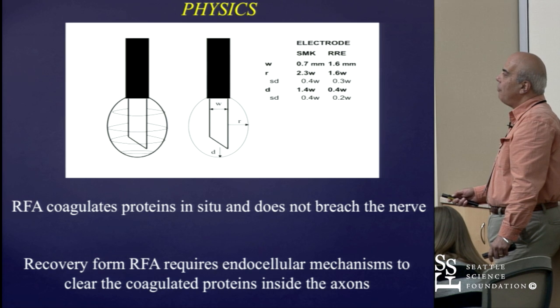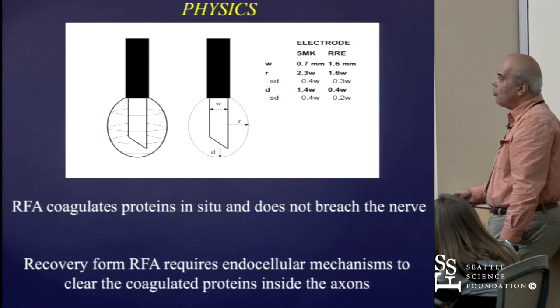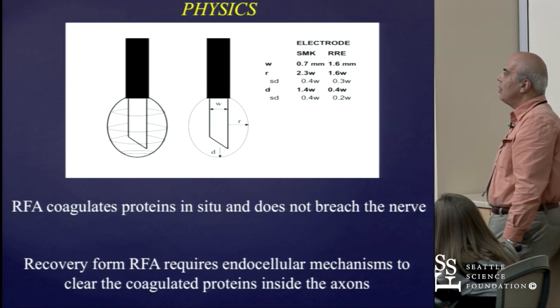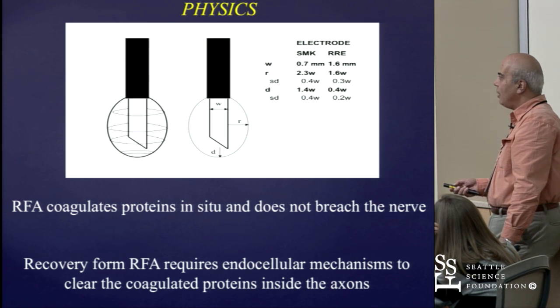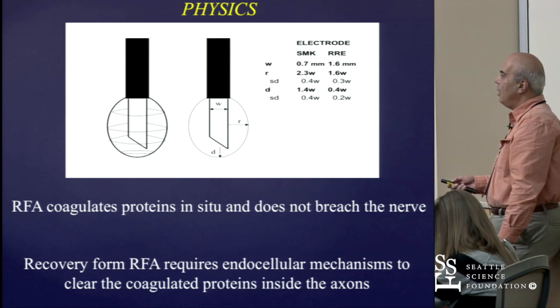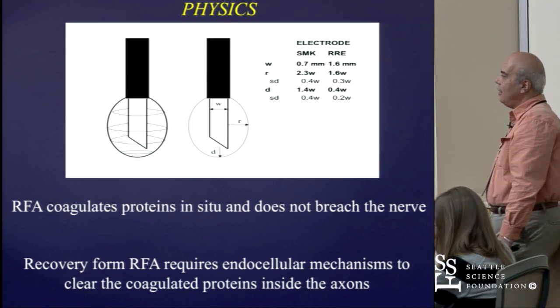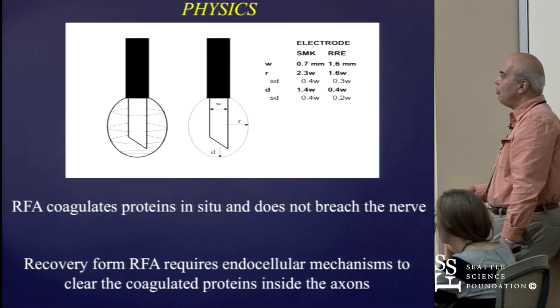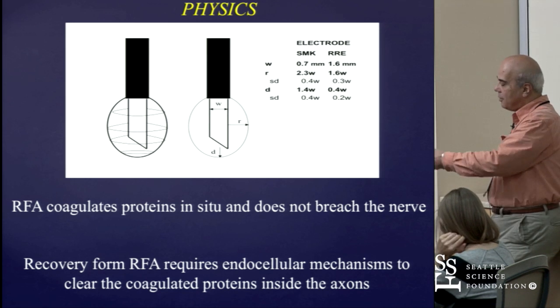What are the mechanisms by which RFA causes pain relief? They usually, as we said, coagulate the proteins in situ and do not disrupt the nerve per se. And usually the recovery from an RFA ablation requires the presence of intact intracellular mechanisms that allow clearing of the coagulated proteins inside the axons.